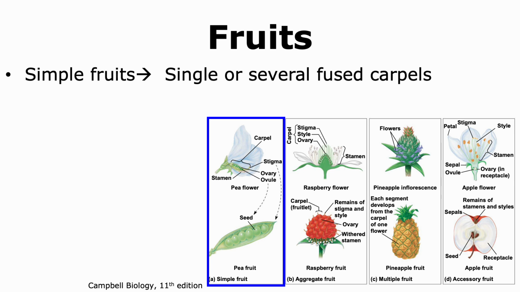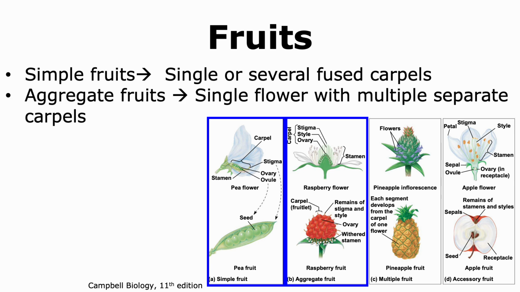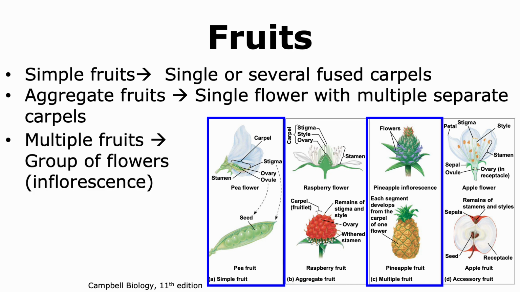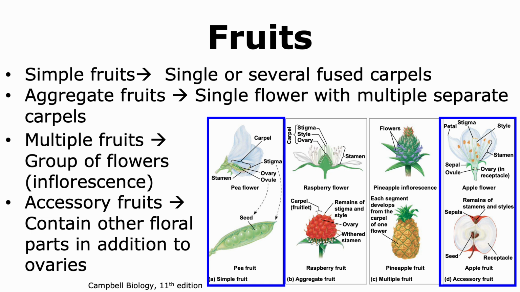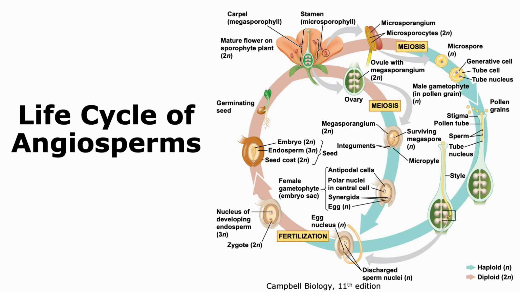Based on how they are formed, fruits can be classified as simple fruits, which arise from single or several fused carpels, or aggregate fruits, where a single flower with multiple or separate carpels gives rise to the fruit. We can also have multiple fruits where a group of flowers give rise to the fruit, as seen in pineapples, or accessory fruits which contain other floral parts in addition to the ovaries.